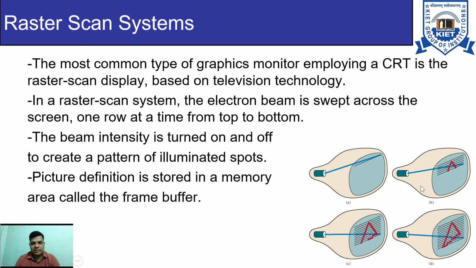So this is the diagram of a raster scan system, and we can see that in this the electron beam is moving across the row from left to right. When the electron beam moves across a row, its intensity is turned on and off, and basically it depends on the picture definition where to draw the picture. The definition of the picture is stored in a memory area called a frame buffer. So what is happening? We are implementing the DDA algorithm on raster scan systems, and this algorithm can be used to draw a line.